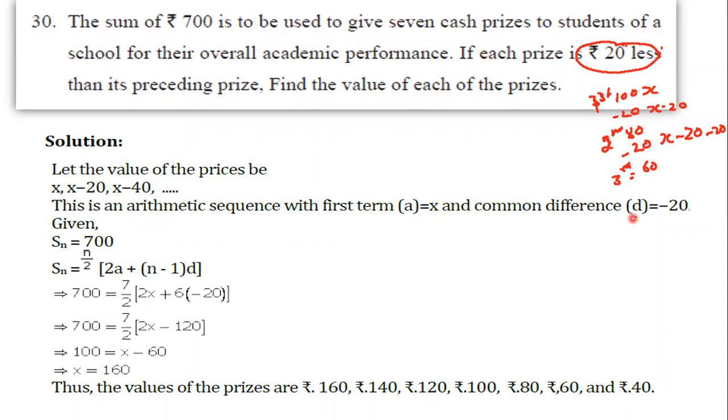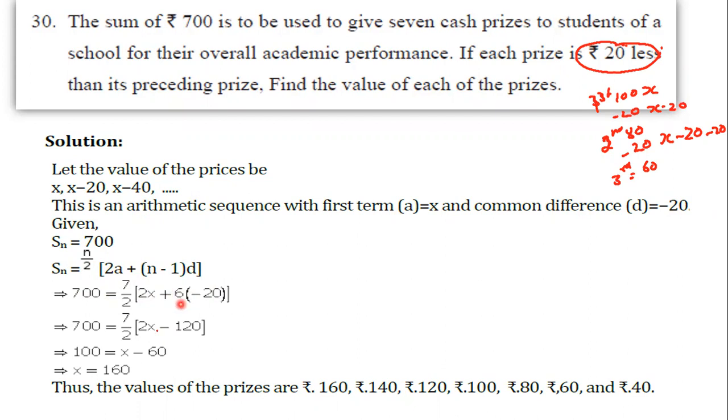First term is x and common difference, you know, a2 minus a1, you will get common difference is minus 20. And they given the sum Sn. Okay, sum means what? Sn. Sn is equal to 700. So you know the formula. Sn is equal to n by 2 into 2a plus n minus 1 into d. So here Sn means 700 is equal to n means 7 by 2 into the value of a is x, plus n means 7 minus 1 is 6 into d value is minus 20.